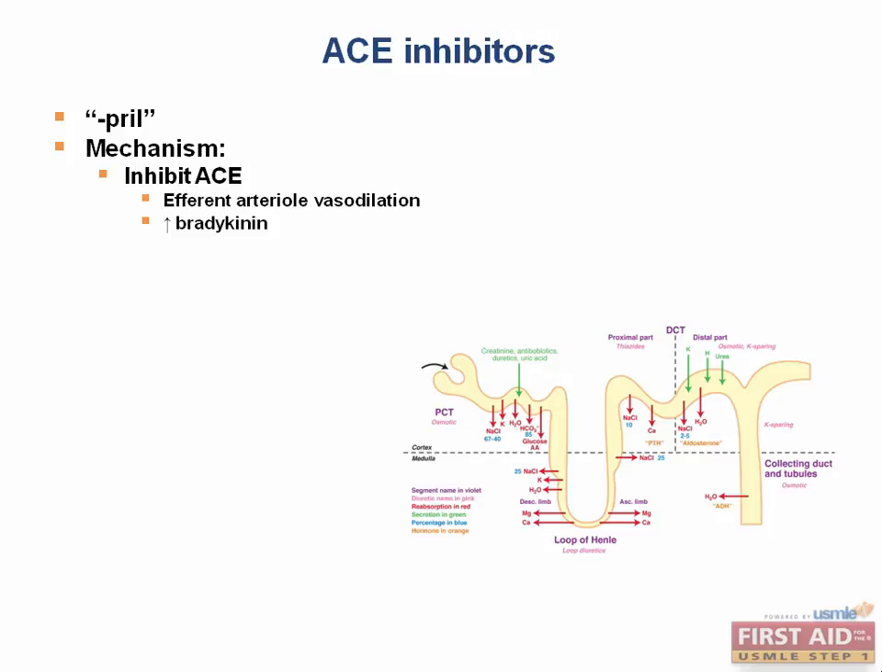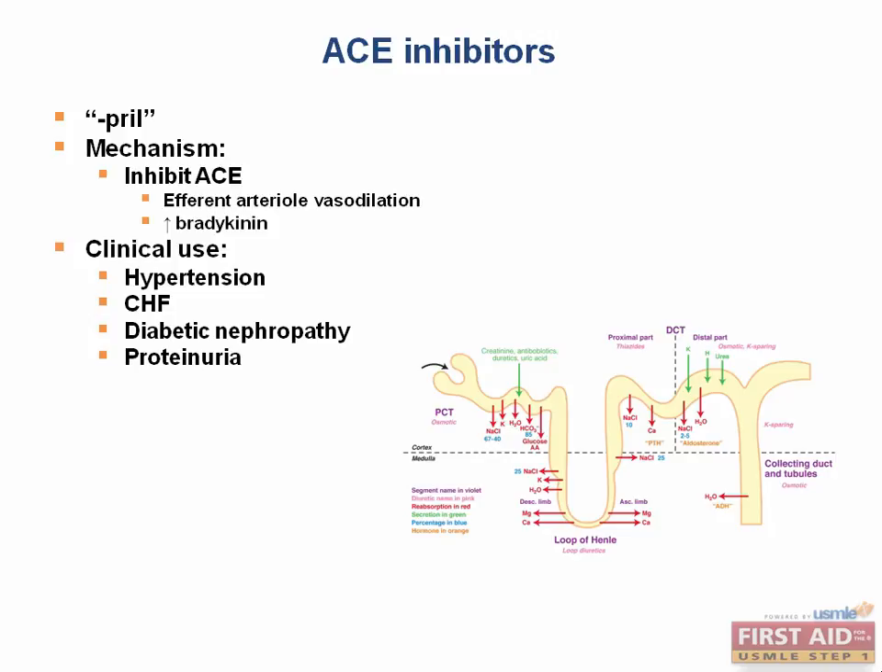The next class of drugs we'll discuss is the ACE inhibitors. Now all of these drugs end in pril. They function by reducing the levels of angiotensin II, which has a number of distinct effects that lower blood pressure. By inhibiting ACE, they cause efferent arterial vasodilation, and they increase bradykinin levels, which is a potent vasodilator.